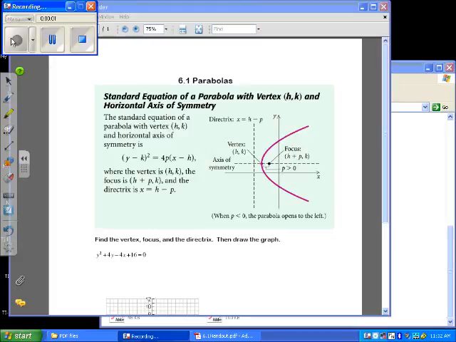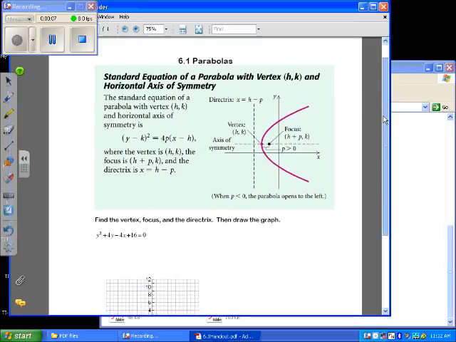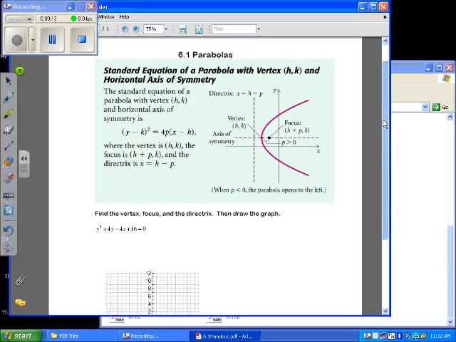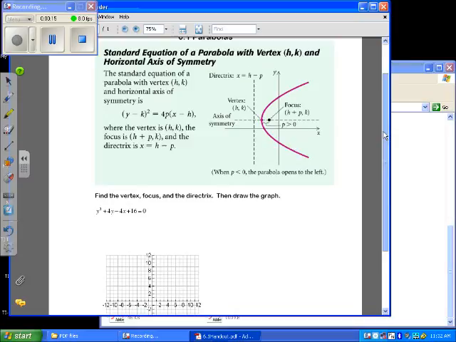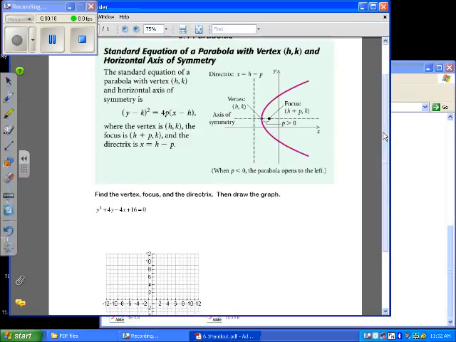Okay, we're going to look at 6.1 parabolas. We're going to look at this one example that we have below here. We're asked to find the vertex, focus, and the directrix, and then graph it. The first thing we want to do is put it in the correct form, so we're going to complete the square. So let's do that first.